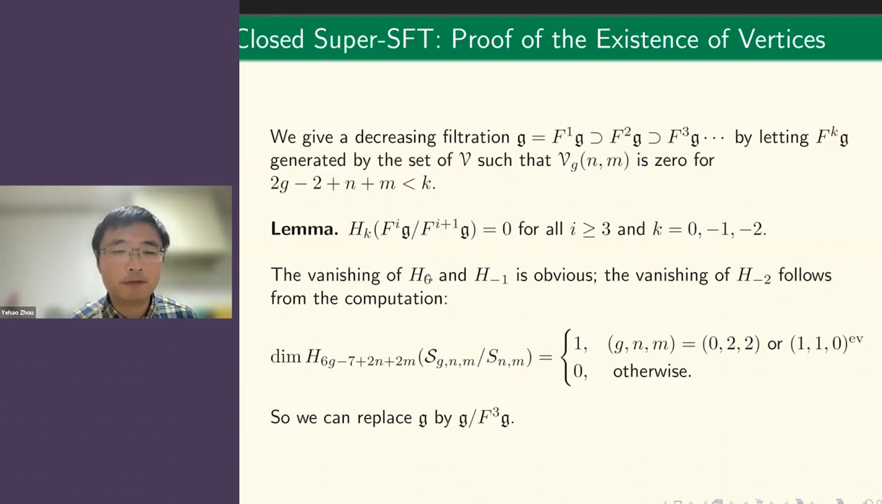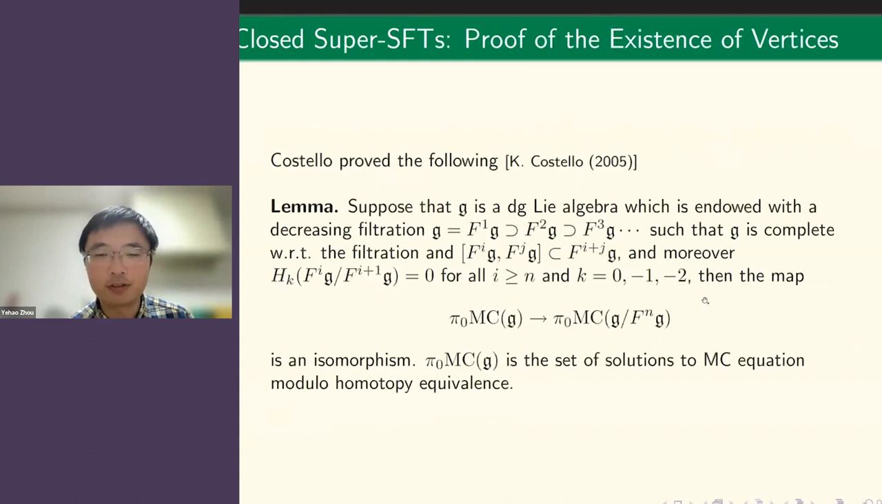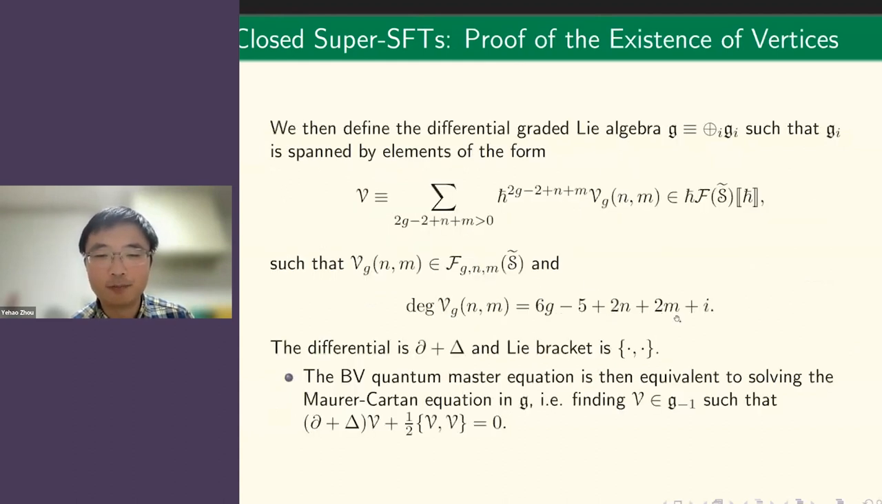So the vanishing of H_0, H_1 and H_{-1} is quite obvious. This is because, let's look at the degree convention, because our homological grading is such that if you put zero here, then this is top dimension plus one. So if you take homology, then it's automatically zero. And if you take minus one, that's the top dimensional homology.